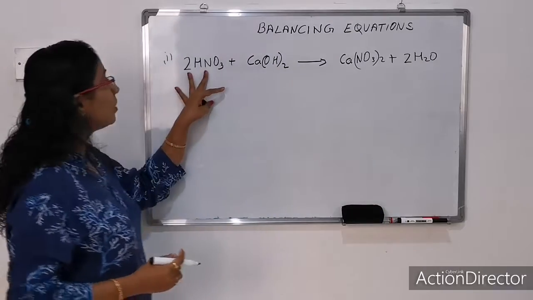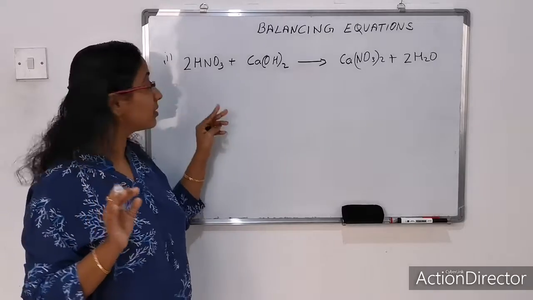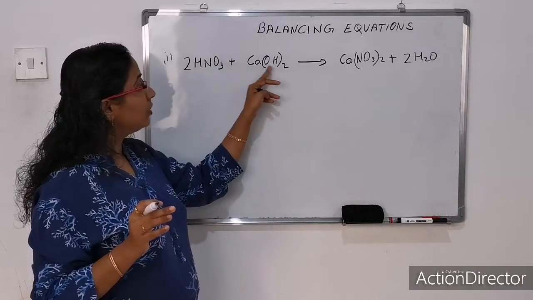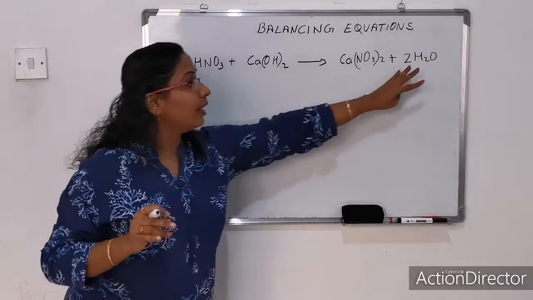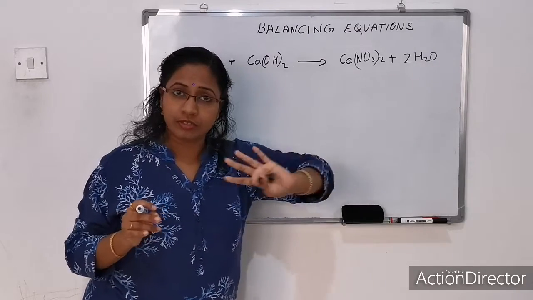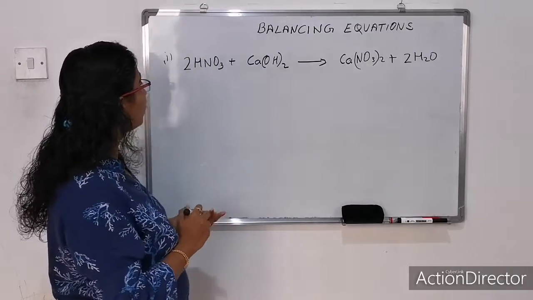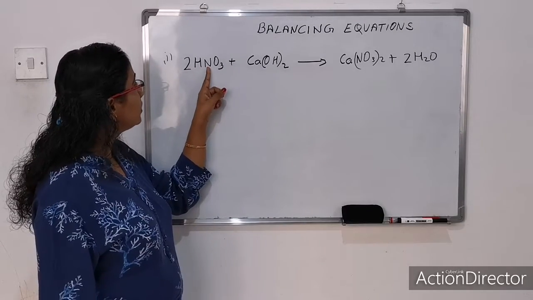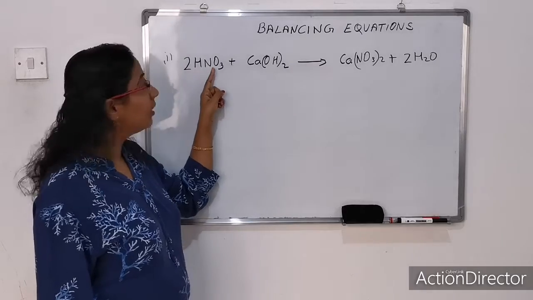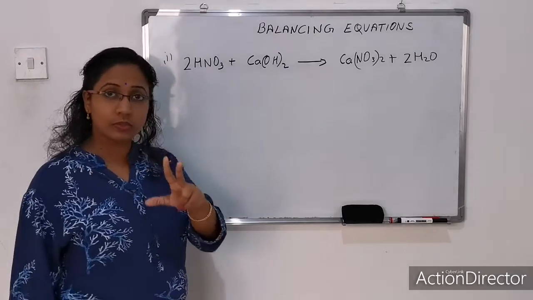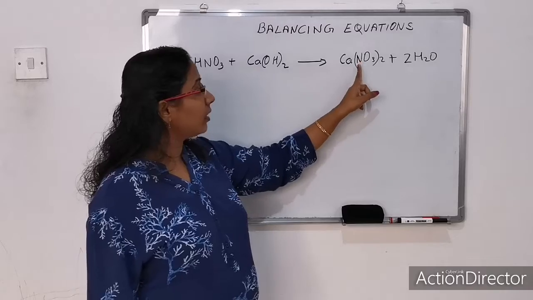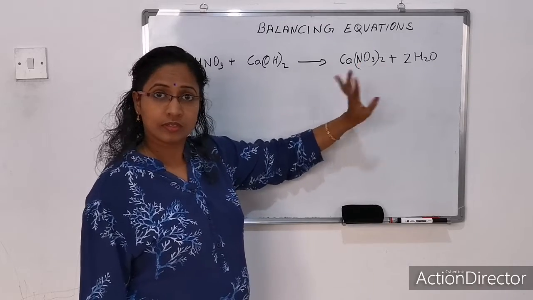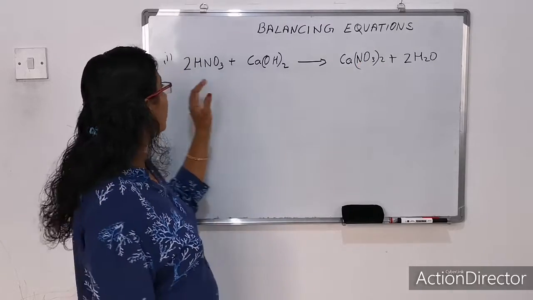Then our H becomes balanced. 2H2, 2 plus 2, 4, and here also 2 plus 2, 4. Now we will check for others. Now we will check N. So N now becomes 2. What is N over here? N is 2. That is also clear, balanced.